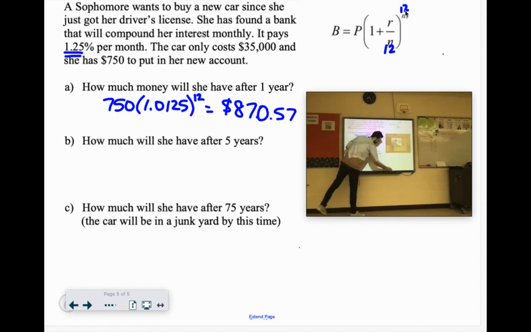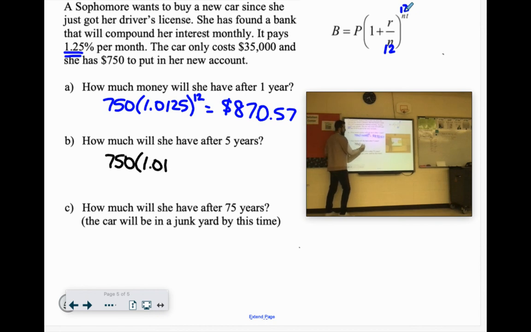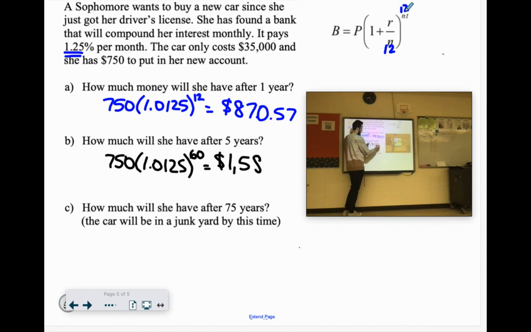Cool. Good for you. How much will she have after 5 years? So the only thing that's changing here is the exponent. 1.0125. It's going to be 12 times 5, which is 60. Right? Because it's 12 months each year times 5 years. 1.0125 to the 60th power is 2.107, blah, blah, blah, times 750. 1,580 and 39 cents.